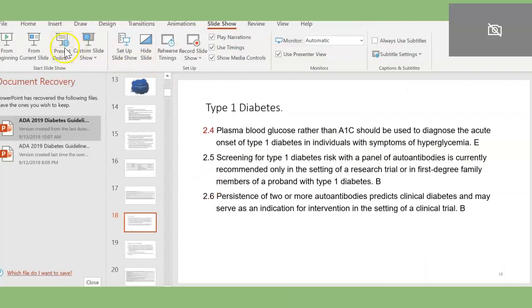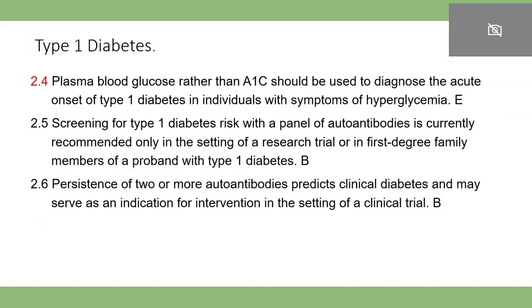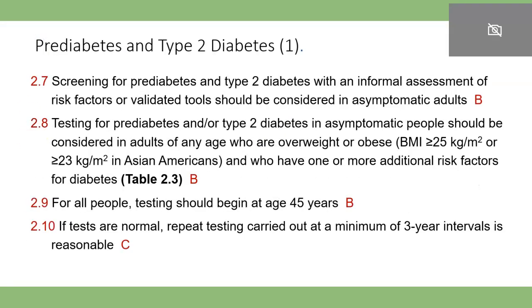All right, so I'm going to go back to this. Okay, so now let's talk about pre-diabetes and type 2 diabetes. Remember, this is a little bit different because these people have more of an insulin resistance problem. So there are risk factors, which on the next slide I'll show you. But you should do a fasting blood glucose, or you can get an A1C, in anybody who is overweight or obese. So if your BMI is greater than or equal to 25, or greater than or equal to 23 in Asian Americans, and who have one or more additional risk factors, which is on the next slide.